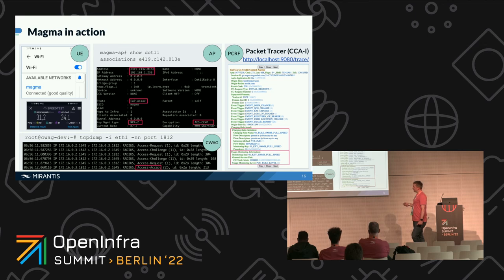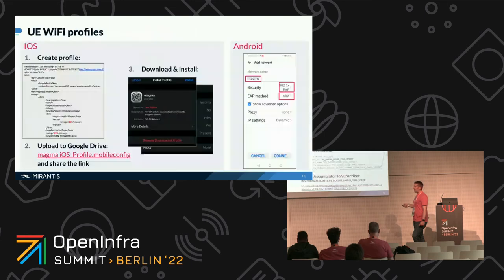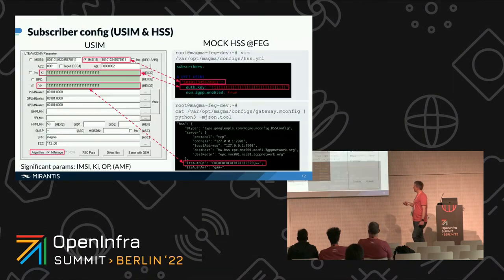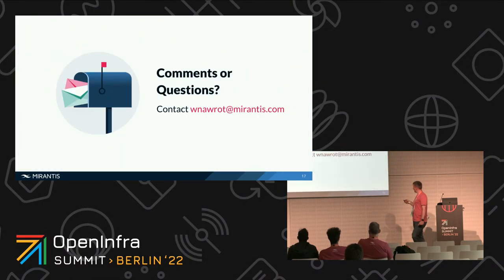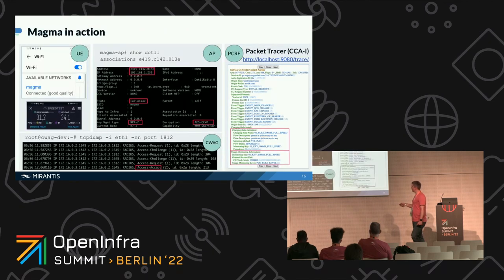Also, this command is very useful on the carrier Wi-Fi access gateway, namely the TCP dump, with port 1812, it's a RADIUS port. The last message, Access-Accept, sent by CWAC to the access point says that the authentication and authorization from HSS and PCRF was successful, right?